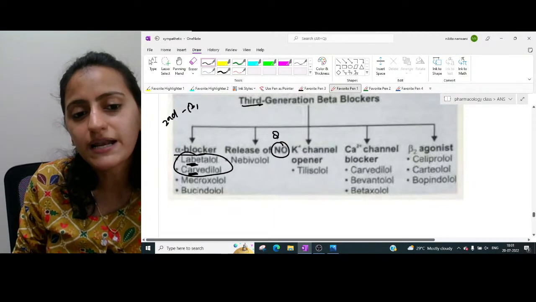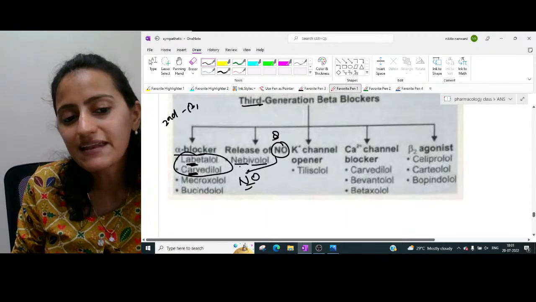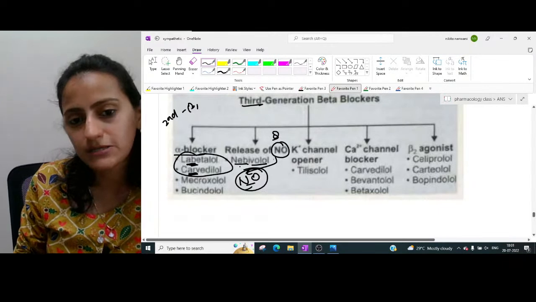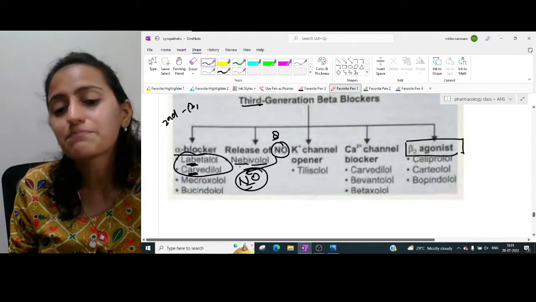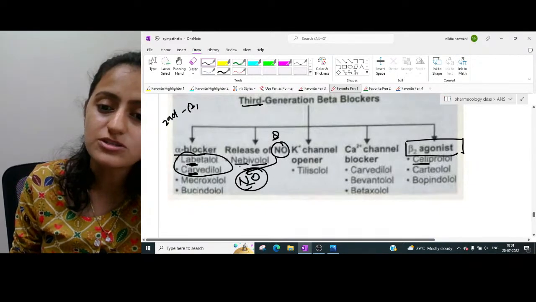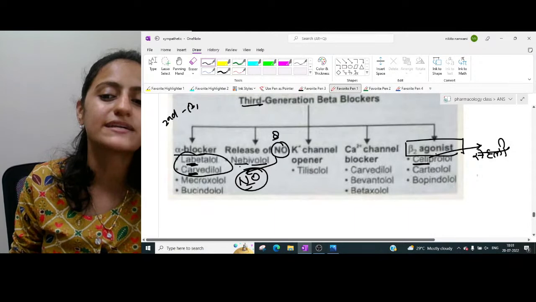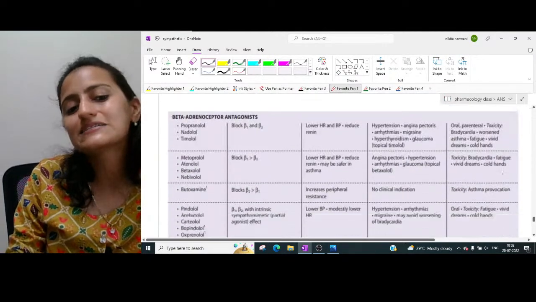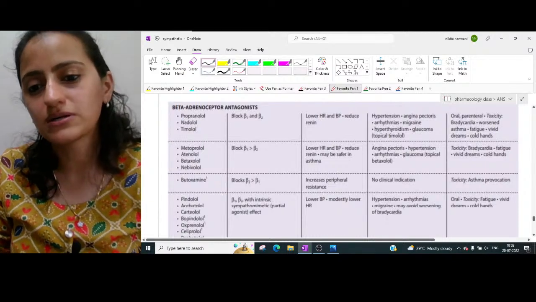Release of NO, another important question. Nebivolol. So remember NO is N wala drug. Nebivolol is a NO releasing drug. And another important question here, which is a beta 2 agonist also? Remember celiprolol. Celiprolol is celi. It is a celi, that is a friend to beta 2 receptor. It is beta 2 agonist also. Clear with everyone?